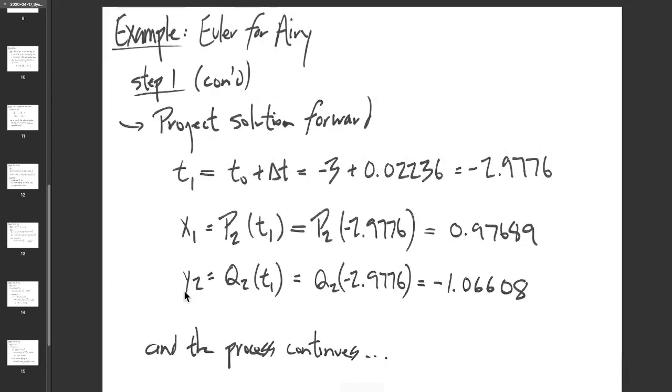And the same thing for y. To project it forward, I would take my new time value and plug it into the Taylor polynomial for y, and that's this guy. And so we get this value here, -1.066 and some change. And now you would repeat this process starting with t1, x1, and I'm sorry, this should be y1 here. That's a typo, my bad. And then you would repeat the process from there.